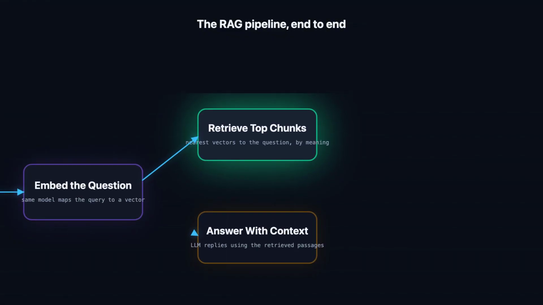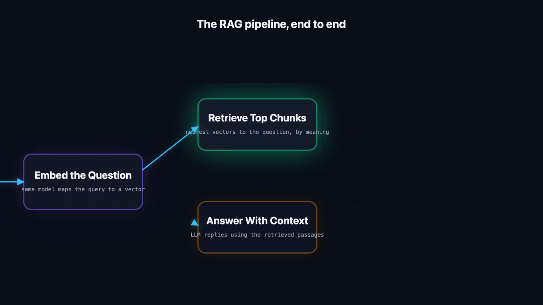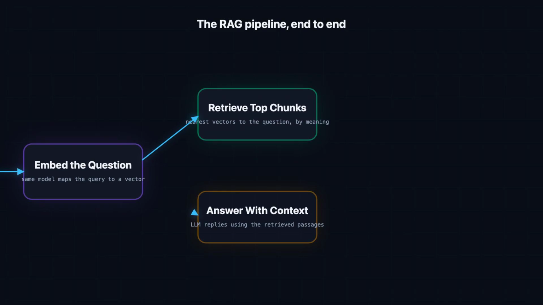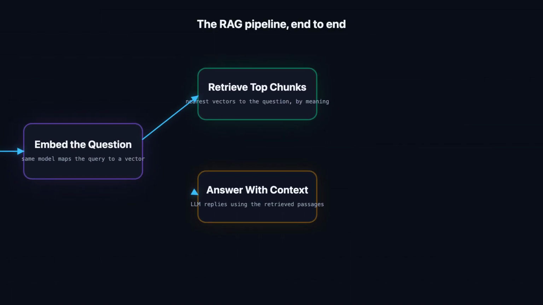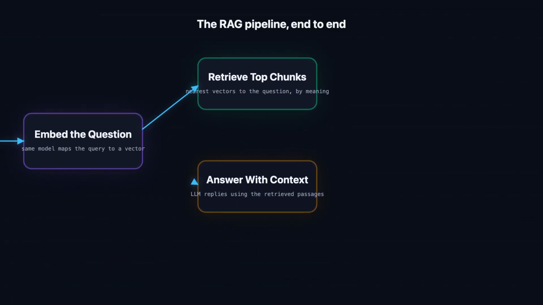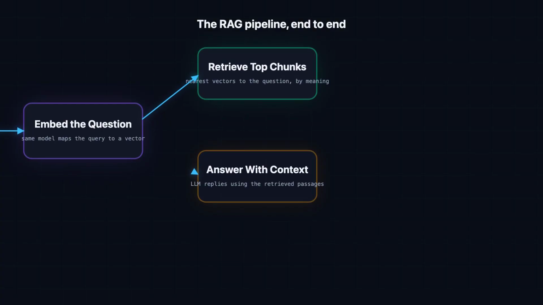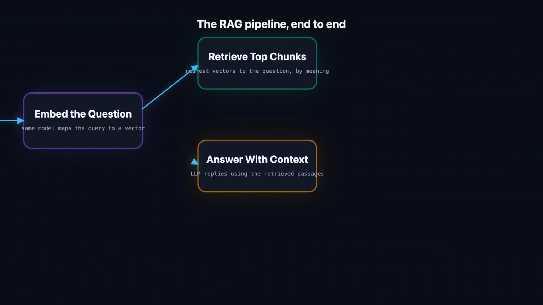Here comes the heart of it. We search the vector database for the chunks whose vectors sit closest to the question, and pull back the handful that are most relevant. Get this step right and everything downstream works. Get it wrong and nothing else can save you.